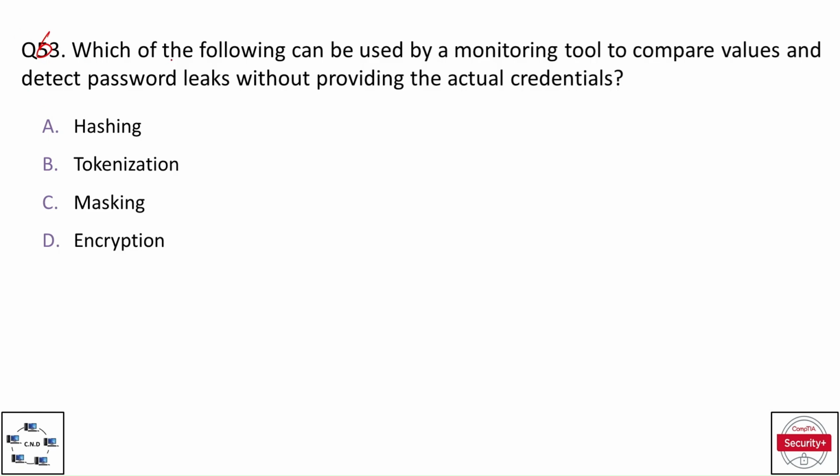This is 63. Which of the following can be used by a monitoring tool to compare values and detect password leaks without providing the actual credentials? And the options are option A, hashing, option B, tokenization, option C, masking, and option D, encryption. And the correct option is option A, hashing.